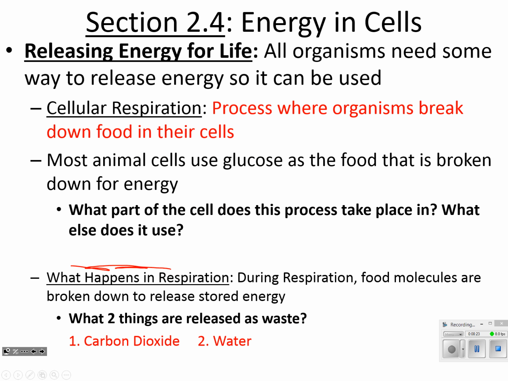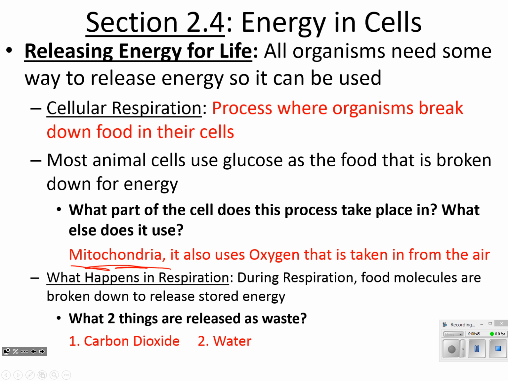Now in order for the energy from a plant to get released, there needs to be a process called cellular respiration. Cellular respiration is the process where organisms break down food in their cells and use that energy from the food to live. This is always happening, of course, in the mitochondria. Remember that. That's something we've talked about a few times this chapter already. In the mitochondria is where respiration happens.